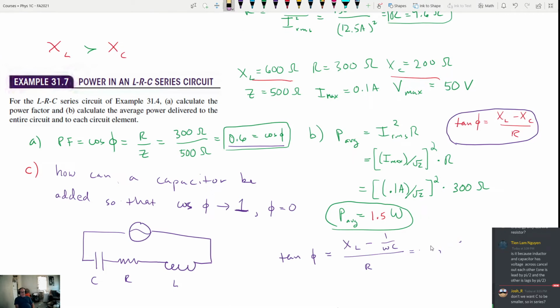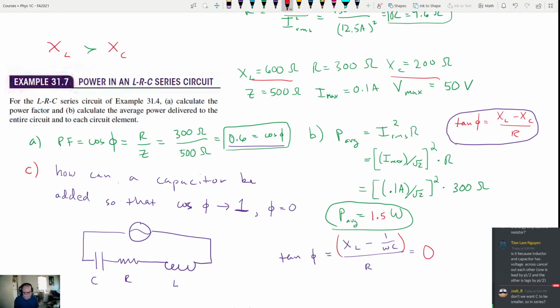If phi is 0, then tan phi is 0, right? So if this is 0, the only way this can be equal to 0, R can't be 0, R would need to be infinity. So basically, the numerator has to be equal to 0, right? Yeah. And as you said, if we make the total capacitance of our system bigger, then it'll make XC bigger, and hopefully make it equal to this, and then this will be equal to 0, right? That's exactly right. You got it right.